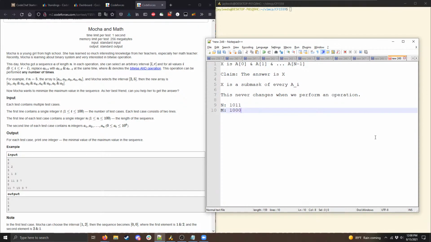1000 is a submask of 1011, because when we have a 1 in the submask, we have a 1 in the original number. Likewise, 0011 is a submask, and 1011 is a submask of itself. But 0100 is not a submask of 1011, because there's a 1 in the second position of the submask, but not in the second position of the original number.